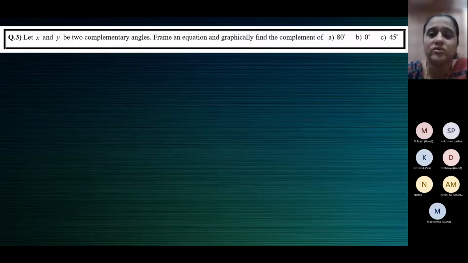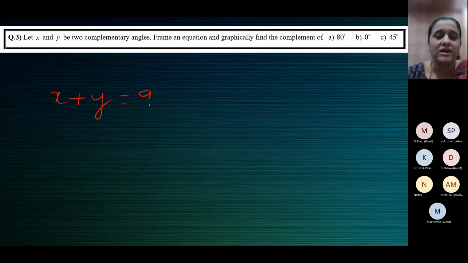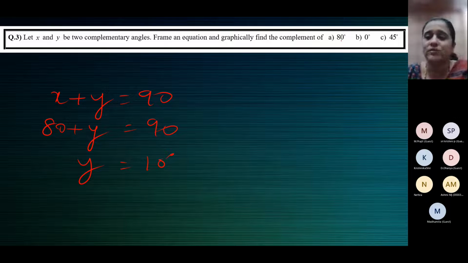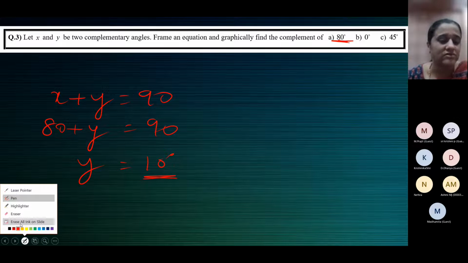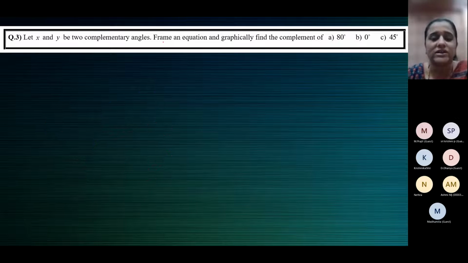So like this, we can answer these questions algebraically, like by using the equation X plus Y is equal to 90. And then we take one angle as 80 degrees plus Y is equal to 90. So Y is equal to 90 minus 80, 10 degrees. So the complement of 80 degrees is 10 degrees. Algebraically, you can work like this and give the answer, but you have to find it graphically. Frame an equation and graphically find the complements.